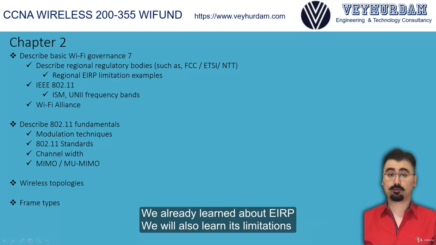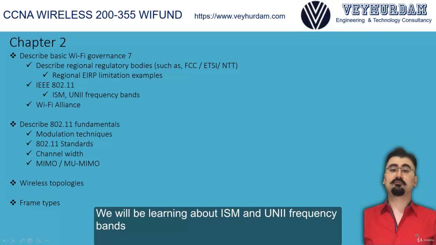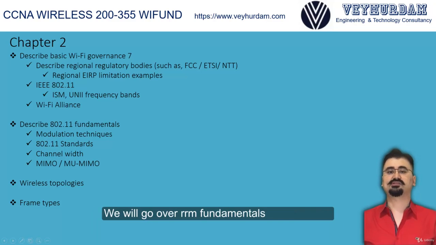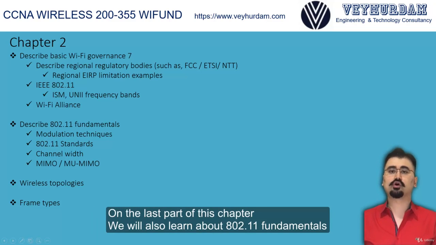We already learned about EIRP in the first chapter. We will learn its limitations. We will be learning about ISM and U-NII frequency bands. We will go over REM fundamentals. In the last part of this chapter, we will also learn about 802.11 fundamentals.